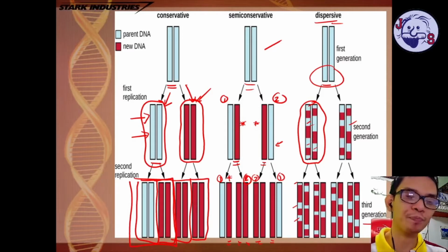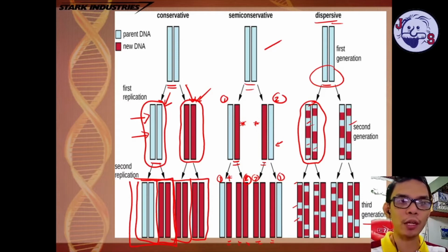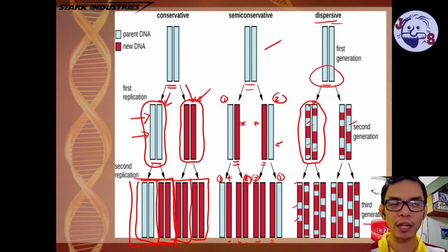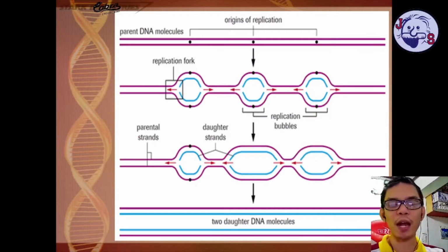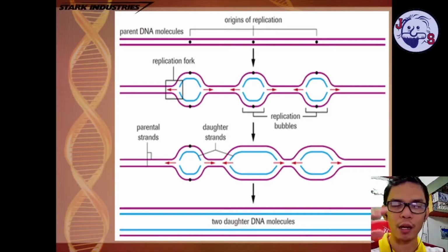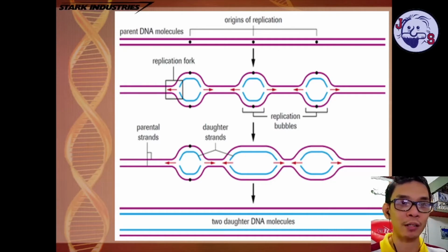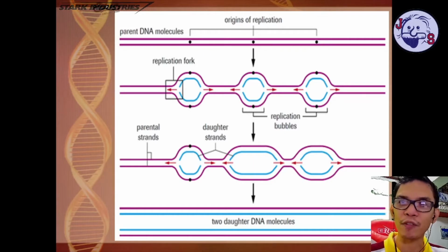Now, what do you think? What model do you think the cells follow during DNA replication? What kind of model are the cells following? Technically speaking, it follows the semi-conservative method, just like what you see on the diagram that we have right here. So definitely it is a semi-conservative method.